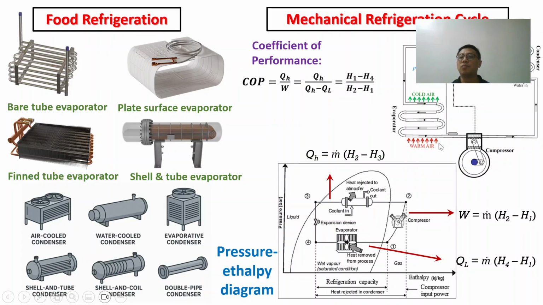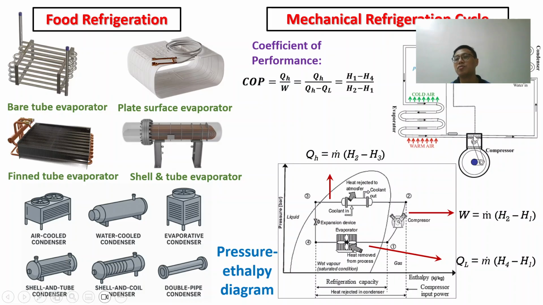Okay, so the warm air comes to here, so the warm air will evaporate the refrigerants. So the refrigerants will absorb the heat from the warm air. So at the end, we get a cold air coming out from the evaporator here. So the refrigerants experience evaporation here, absorb heat and evaporate.